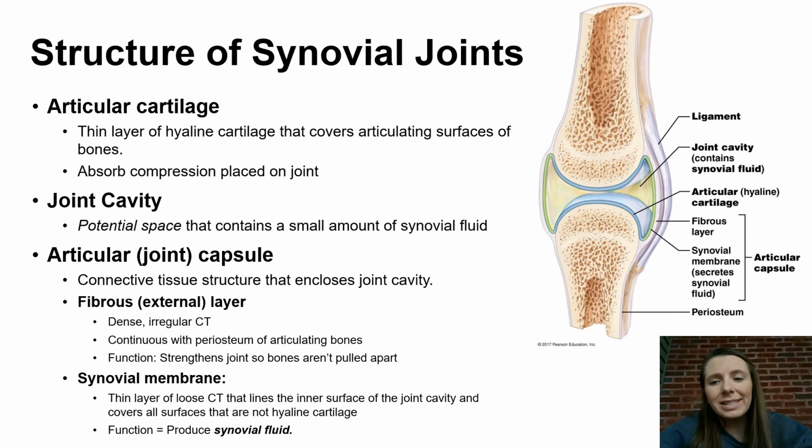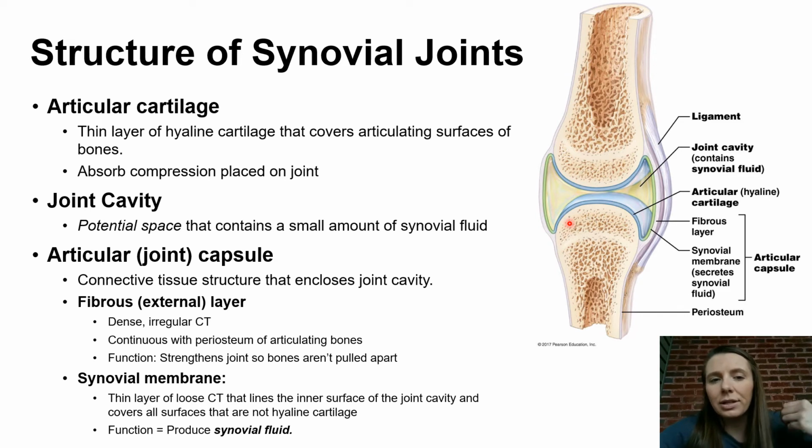So first and foremost is the articular cartilage. The articular cartilage is outlined here in blue, and it's essentially hyaline cartilage that's going to cover the surface of where two bones are meeting up. So the surface of each bone is going to be covered by this articular cartilage. The function of this articular cartilage is just to absorb any kind of compressional forces that are placed on the joint so that the bones are not crushed.